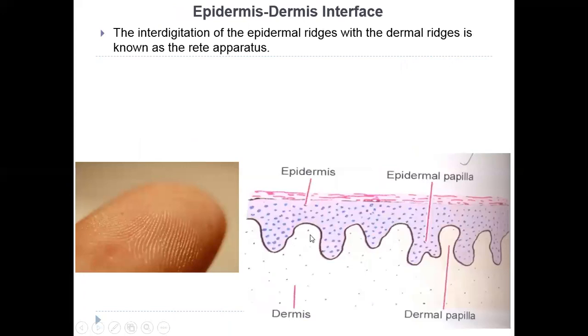Now the interdigitation of the epidermal ridges with the dermal ridges is called the rete apparatus, or the interaction where the epidermis and the dermis come in contact with each other. This area is called the rete apparatus. This pattern is different from individual to individual, and from one location of the body to another. Because of this peculiar pattern, it produces fingerprints on the skin, which are also different from individual to individual.